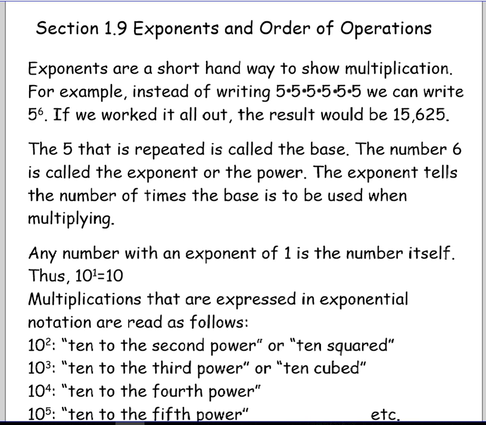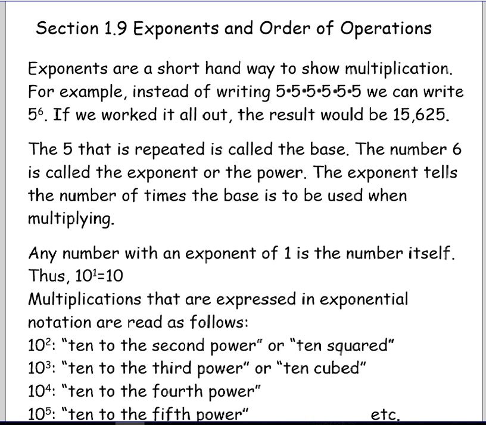15,625. The 5 that is repeated is called the base. The number 6 is called the exponent or the power. The exponent tells the number of times the base is to be used when multiplying, so how many times the base is multiplied by itself. So for our 5 repeated, there are 6 5s to match the 6 for the exponent. Any number with an exponent of 1 is the number itself. Thus, 10 to the first power means we have 10.